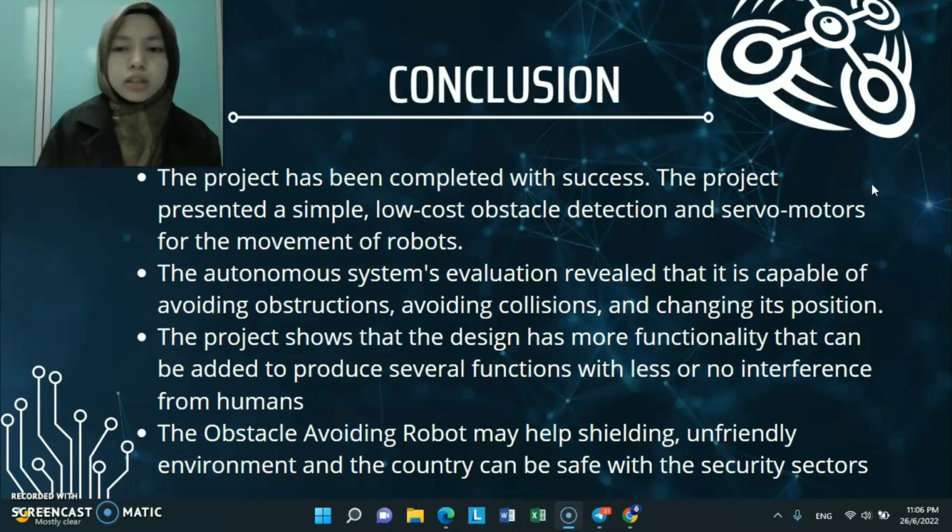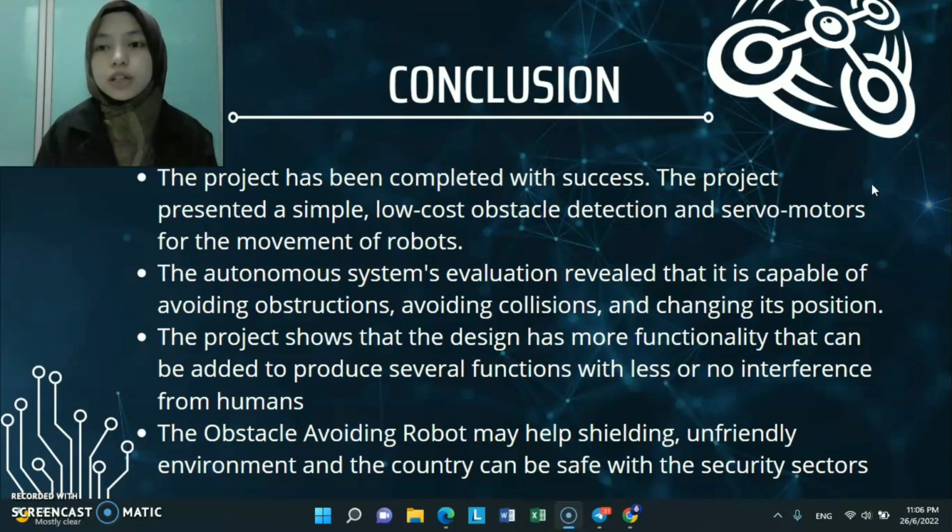For the third conclusion, the project shows that the design has more functionality that can be added to produce several functions with less or no interference from humans. The last, the obstacle avoiding robot may help in shielding unfriendly environments, and the country can be safe with the security sectors.